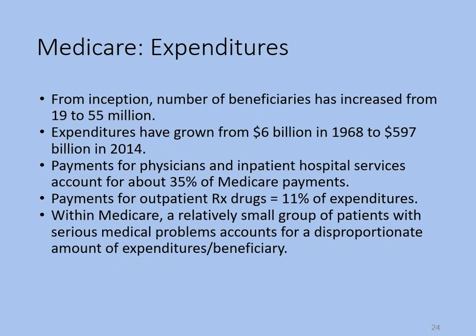From inception, Medicare expenditures and the number of beneficiaries have increased from 19 to 55 million. So out of about 300 million, that's a good chunk of people on Medicare. Expenditures have grown from 6 billion in 1968 to about 600 billion in 2014. So you can see that's a good chunk of the GDP.